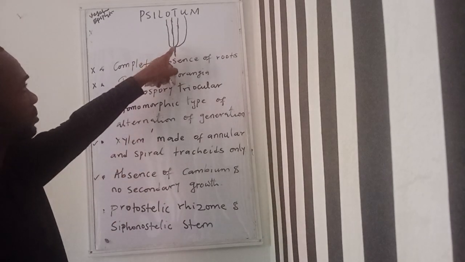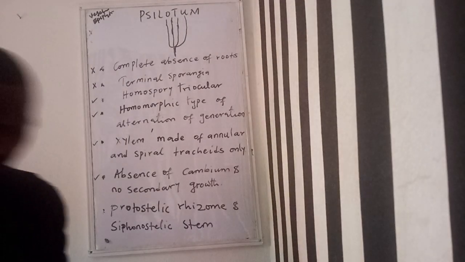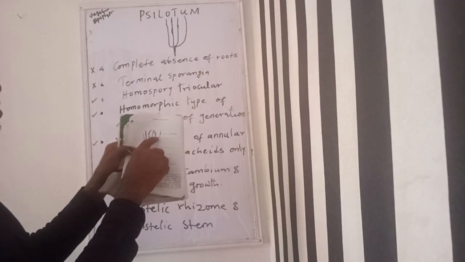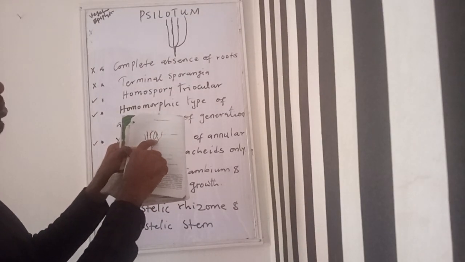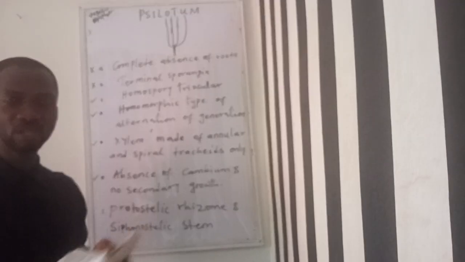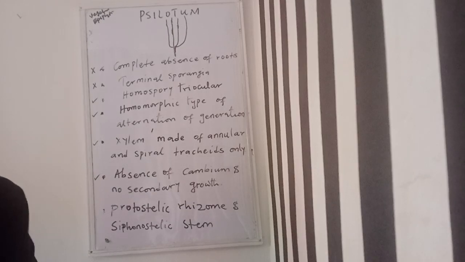So this is how it looks. Let me see if we have the picture of Psilotum here. So you can see this is Psilotum. This is how it branches. This is 2, 1, 2, 1, 2, 1, 2, 1, 2. So it usually grows into various forms.